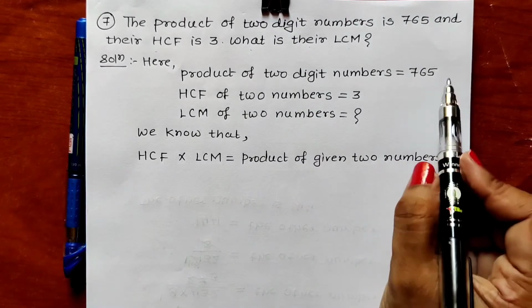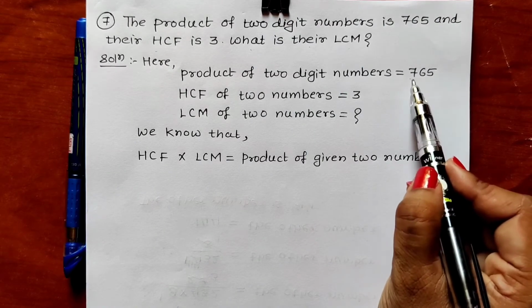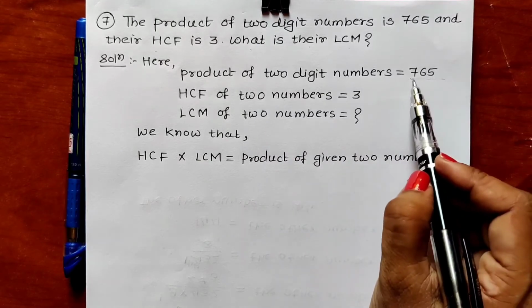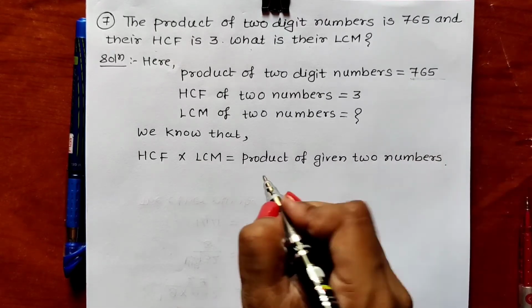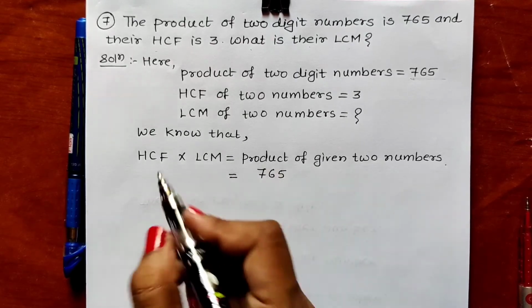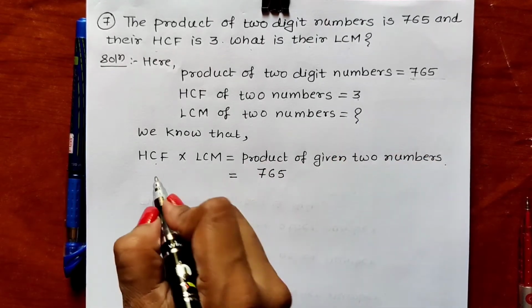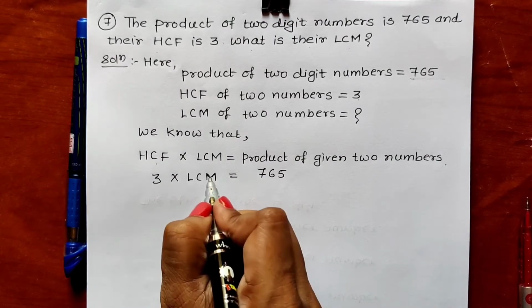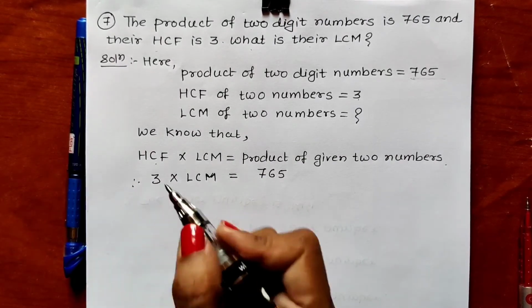Now see children, here we have given the product. We don't have given the numbers separately. Product is given, so we can write product here. 765 is equal to HCF is 3 and LCM we have to find out. So in place of LCM we will be writing LCM as it is.